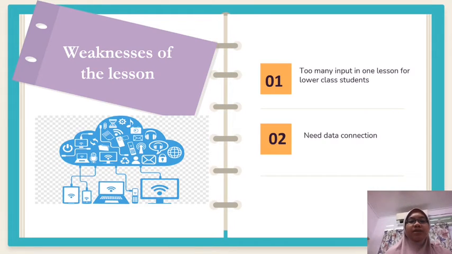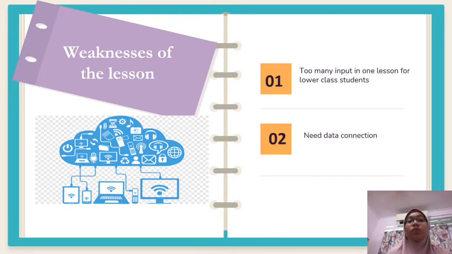The next part is the weaknesses of the lesson. Basically, after the analysis, I found that the upper class, the higher class students, can catch up with a lesson that has many inputs to learn in just one class. For example, they can memorize the names of the planets and understand the superlative adjective well during just one class.